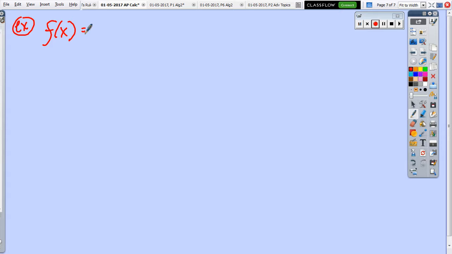They might say, find the derivative. You need to know how to evaluate any limit, so in general it's a good idea.